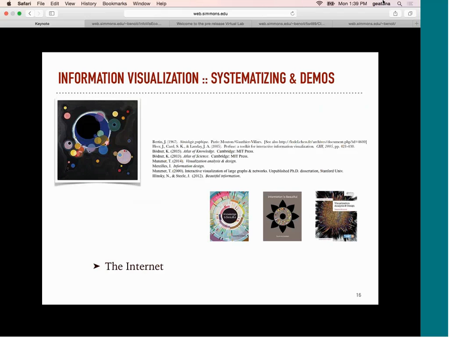But if there are people from the art department, I want to make sure they have some reputation. Kandinsky on the left. How come?